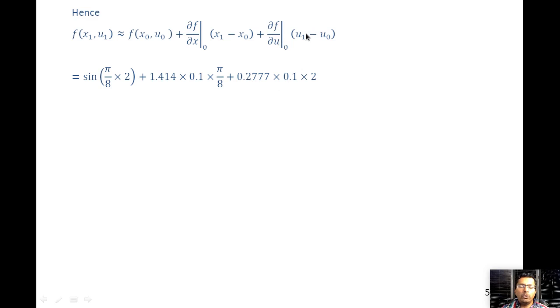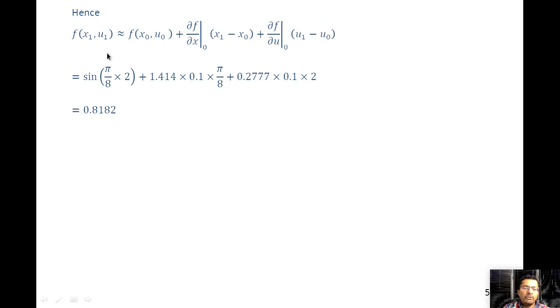Again, this is 1.1 minus 1, which will be 0.1, times 2. So this is what I get. If I evaluate this, I get 0.8182. So this is a fairly complicated way of coming up with the same solution.